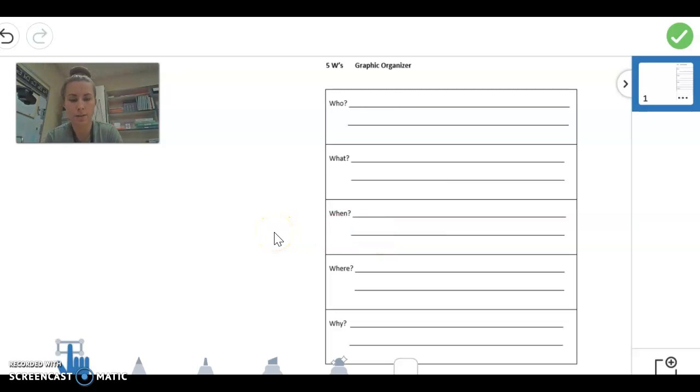So go ahead and complete that. And remember, you're completing it on a separate journal page and you're uploading a picture. Okay? Don't try to write on this little template. This is just here for you to see what your journal page should look like.